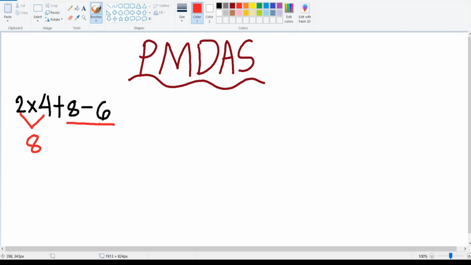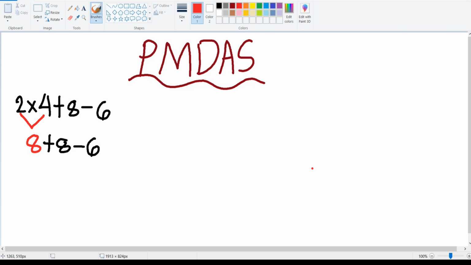What will happen to the rest, to this one? So we will just copy the remaining numbers and operations. So plus 8 minus 6. Now, same thing. We have to follow the order of PEMDAS. So we're done with M. Do we have division in our expression or the remaining expression? No. So because there is no division, then let's proceed to addition.